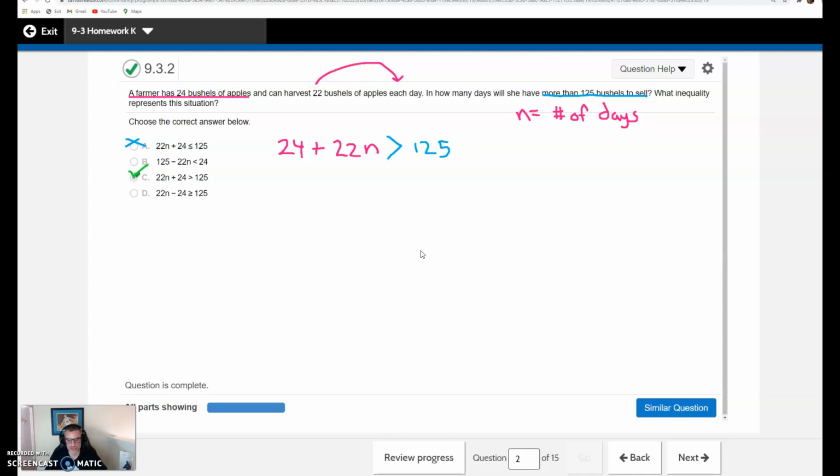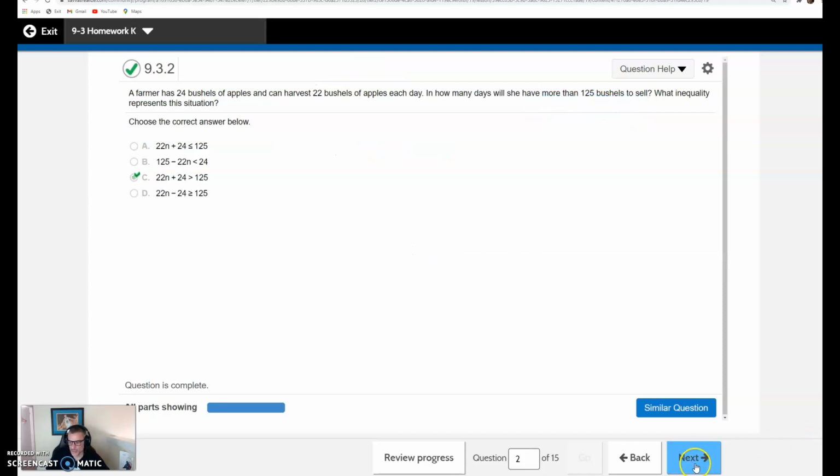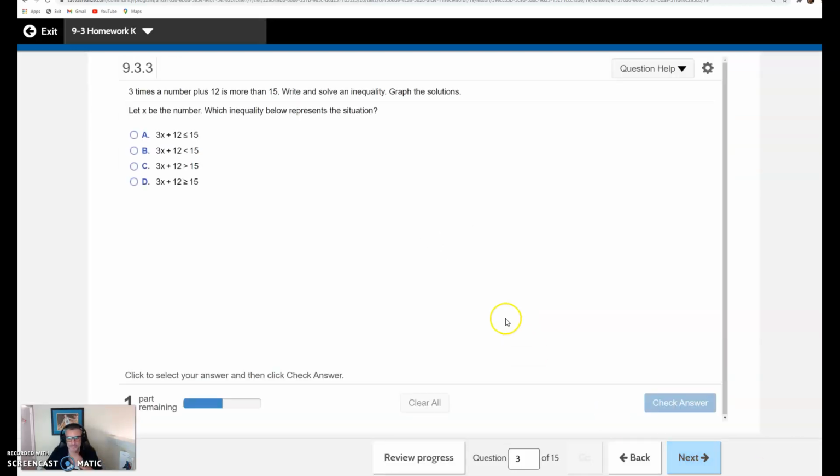All right, we haven't actually had to solve one yet. Let's make sure we know how to solve one of these things. All right, this one says write and solve. All right, 3 times a number plus 12 is more than 15. 3 times a number. Let x be the number. Well, 3 times a number is 3x.